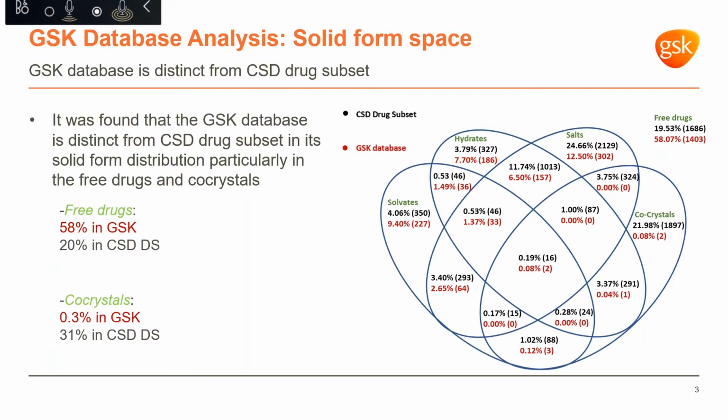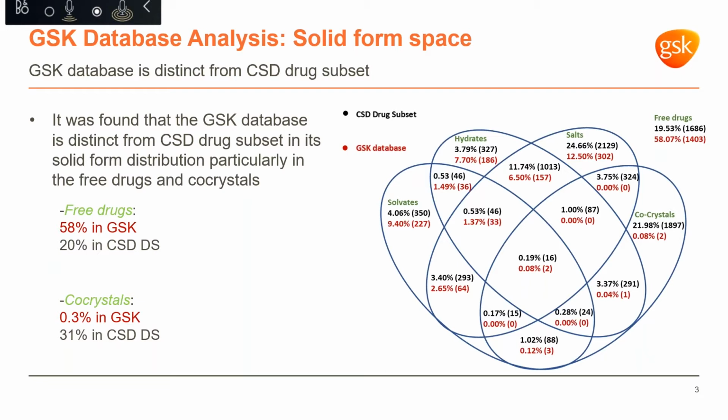Also in the co-crystals, we have only 0.3% of our database to be co-crystals versus 31% in the CSD drug subset. So if we were to look at these trends and try to rationalize the reasons for this difference in distribution, we can think of the high candidate quality, which is received from medicinal chemists. Probably this has reduced the number of drugs in drug development requiring bioenhancement. This makes the parent form GSK's first option for development. We assess it, and if it is suitable, we go with it, and if not, we rather go to more complex options.